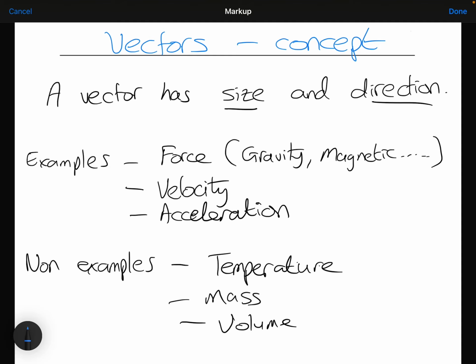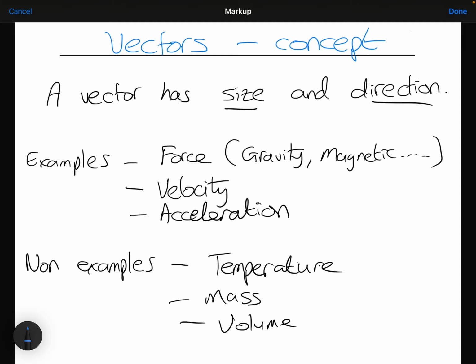Another example is velocity, how fast something is moving and in what direction it is moving in. And acceleration, that also has a size. We accelerate in a certain direction as well. So those are all examples of vectors.